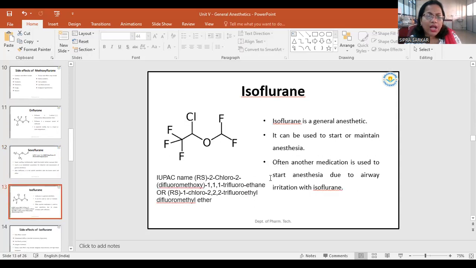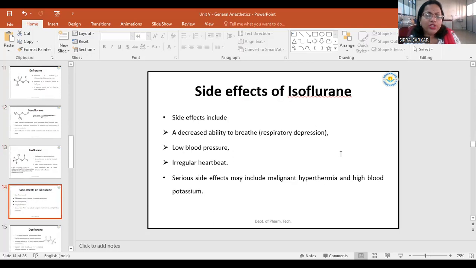Next, isoflurane. Isoflurane is a general anesthetic. It can be used to start or maintain anesthesia. Often, another medication is used to start anesthesia due to airway irritation. It is also a general anesthetic and it is an inhalational one. The chemical name is 2-chloro-2-(difluoromethoxy)-1,1,1-trifluoroethane. Side effects of isoflurane include decreased ability to breathe, respiratory depression, low blood pressure, irregular heartbeat. Serious side effects may include malignant hyperthermia, high blood pressure, like this.